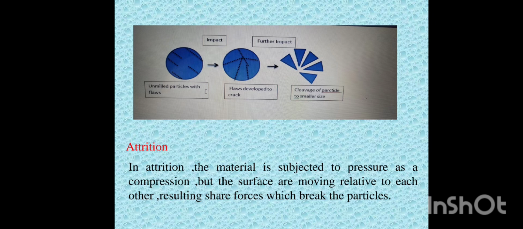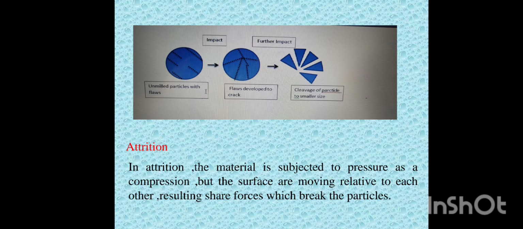In the diagrammatic representation, we have the unmilled particle with flaws. We apply impact as a mechanism, and due to this impact, the flaws get converted into cracks. Again I apply pressure on a crack, and the crack length increases and cleavage of the particle takes place, and this cleavage of the particle is considered as smaller pieces. This type of mechanism is used in the hammer mill.